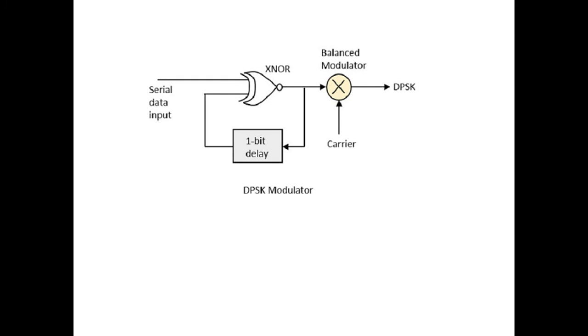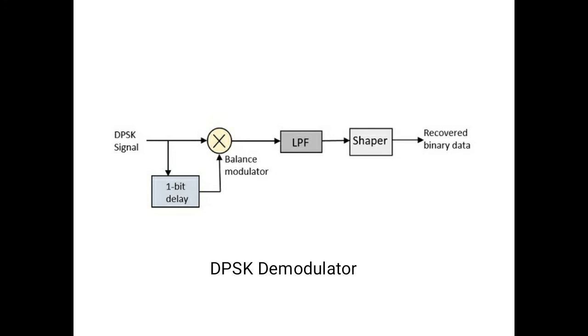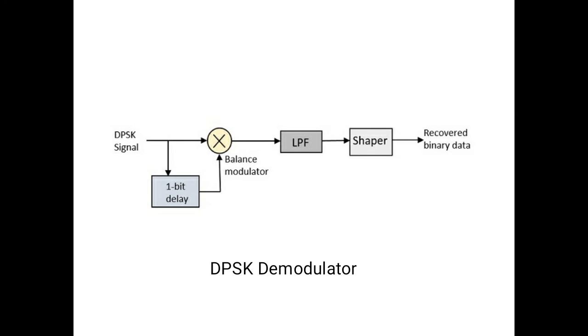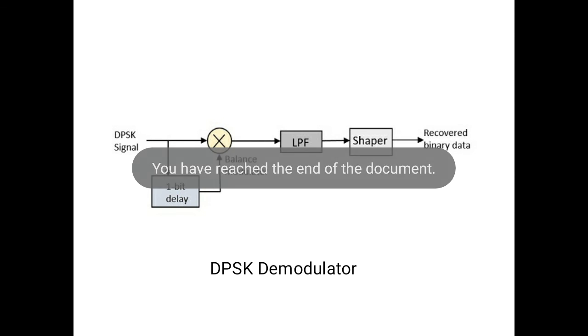This picture depicts the modulator of DPSK. If you observe, there are only three blocks: XOR, 1 bit delay generator, and a multiplier to multiply the output of XOR, 1 bit delay, and a carrier to produce DPSK. This is the demodulator. In the demodulator, the only difference is instead of this XNOR gate, he is adding an LPF, low pass filter, and a shaper. Always remember, the wave shaper will always be made out of a diode.